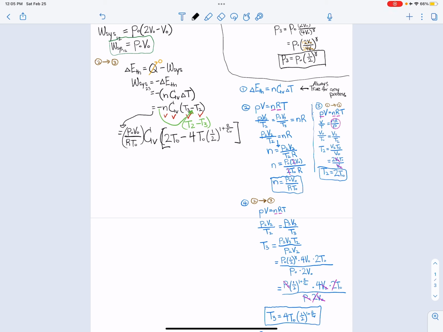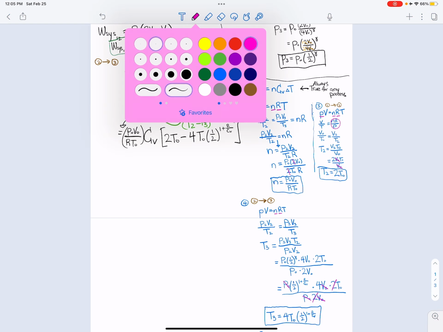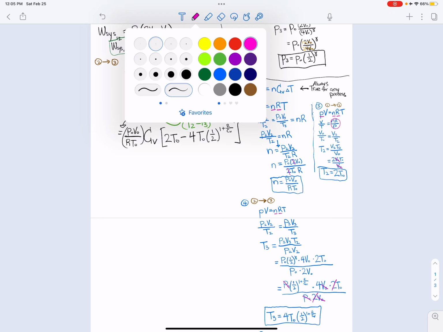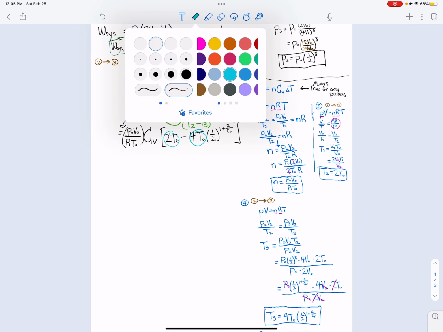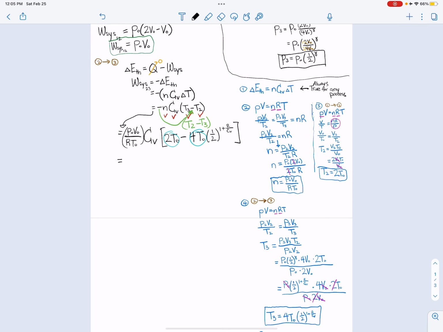Oh look, I could also bring stuff out here, because both of these, let's use a different color, I guess light blue. Both of these terms have T naught and 2 and 4, right? So I could actually bring that out. Let's do that.